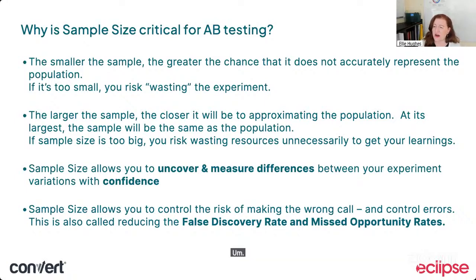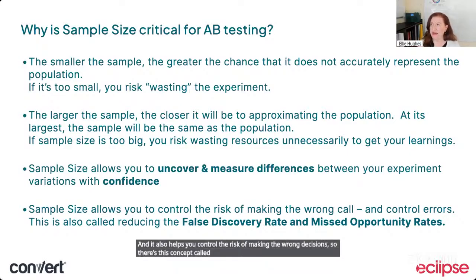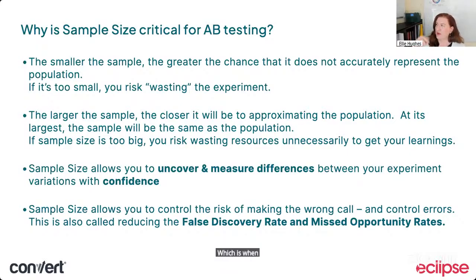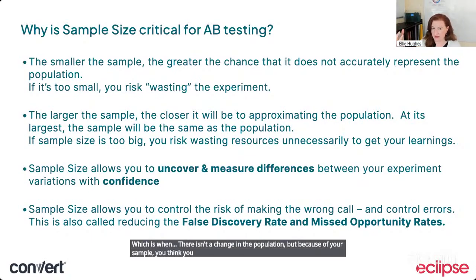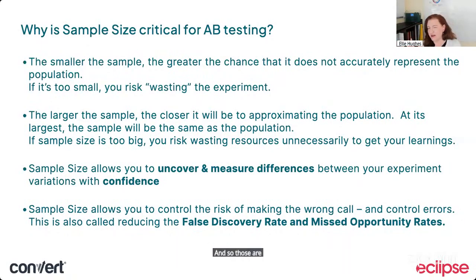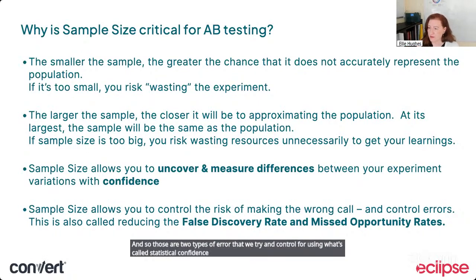It allows you to uncover and measure differences with confidence, and it also helps you control the risk of making the wrong decision. So there's this concept called false discovery rate, which is when there isn't a change in the population, but because of your sample, you think you've discovered a change in the population. Or missed opportunity rate, which is when in your sample you haven't found a change, but in the broader population, there was a change. And so those are two types of error that we try and control for using what's called statistical confidence and statistical power.